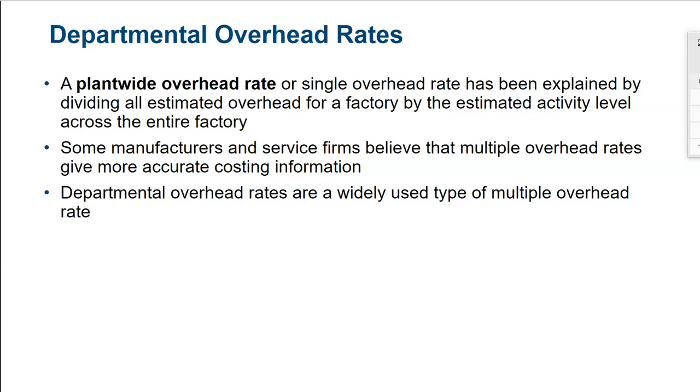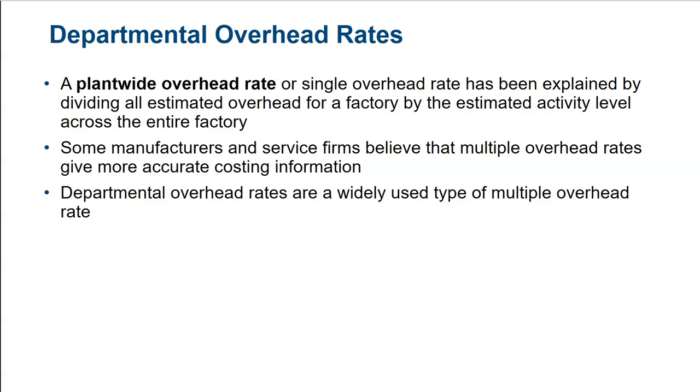And then after that we reconciled the difference to cost of goods sold. So that's fine and that's dandy. But we also have to acknowledge that oftentimes different departments in a factory setting will have different cost drivers.